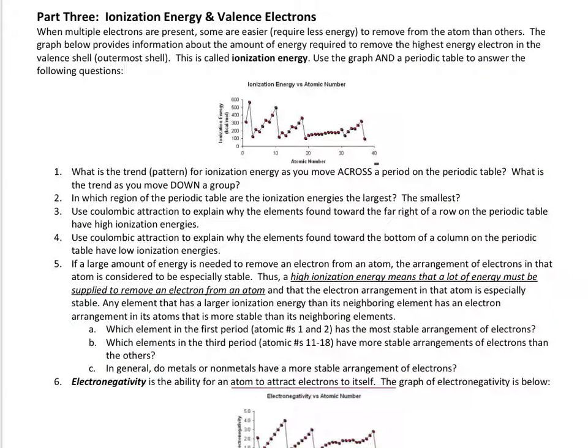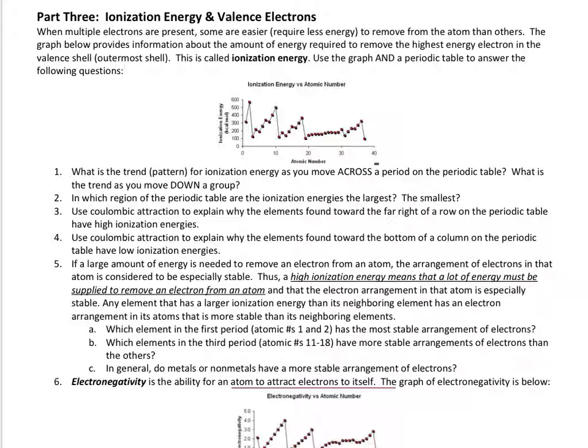All right, part 3 says when multiple electrons are present, some are easier, that means they require less energy, to remove from the atoms than others. The graph below provides information about the amount of energy required to remove the highest energy electron in the valence shell, which is the outermost shell.